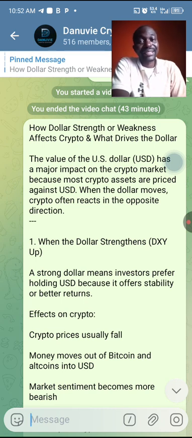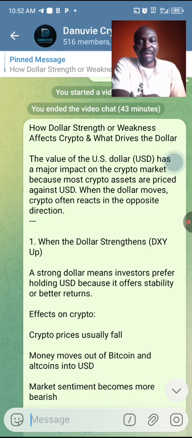And in today's lesson, we're just going to be talking about something very brief before we go into our chart analysis, because I have said that from subsequent videos we are just going to be going majorly into chart analysis, so that we can train our eyes to spot support, resistance, and when there's an impulsive move either to the upside or to the downside. What we're going to be talking about briefly is how dollar strength or weakness affects crypto and what drives the dollar.